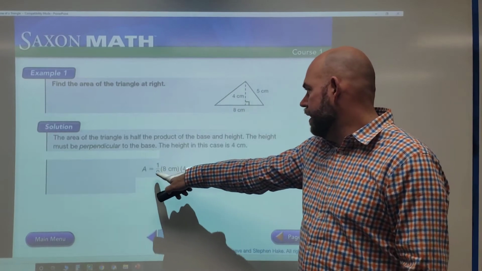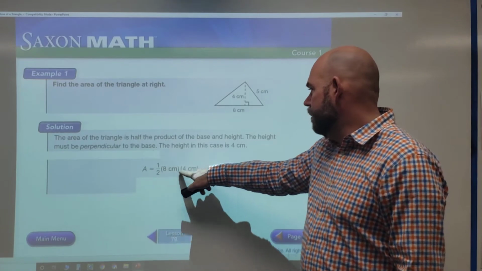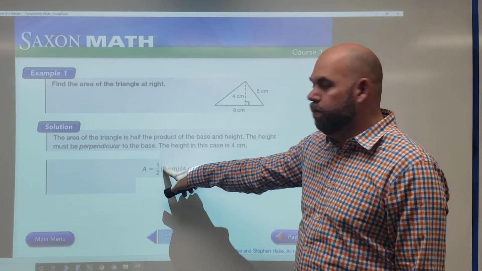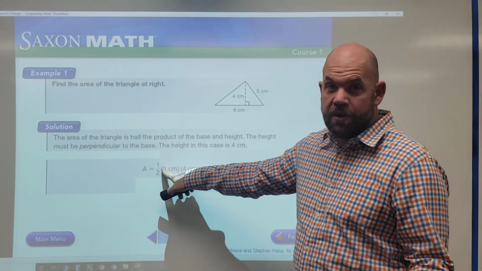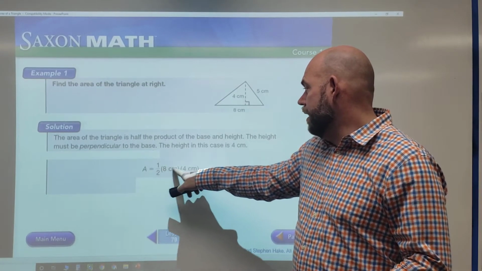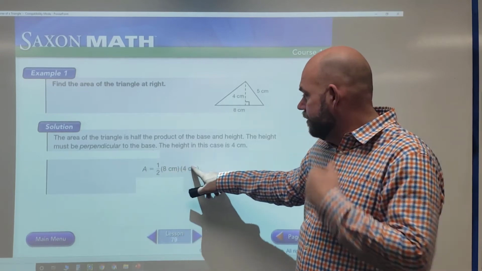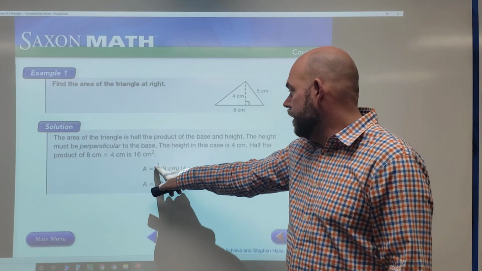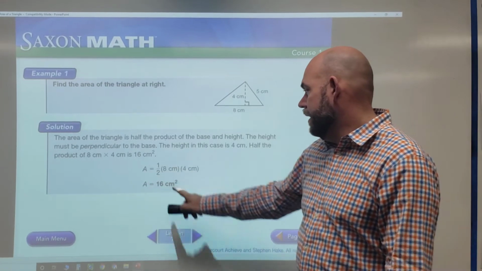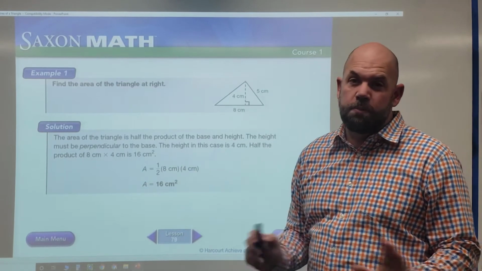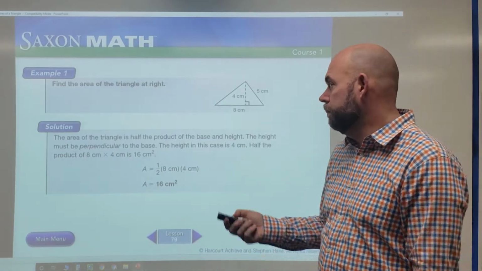We can look at that here: 1/2, 8 centimeters times 4 centimeters. That's how we're going to write out the whole thing. Because of the order of operations, parentheses before just normal multiplication, we're going to do 8 times 4, and centimeters times centimeters. That gives us 32 centimeters squared. Divide that by 2 now, or multiply by 1/2, and we get 16 centimeters squared. So that's how we find the area of a triangle. It's really pretty easy. Let's just go through one more.